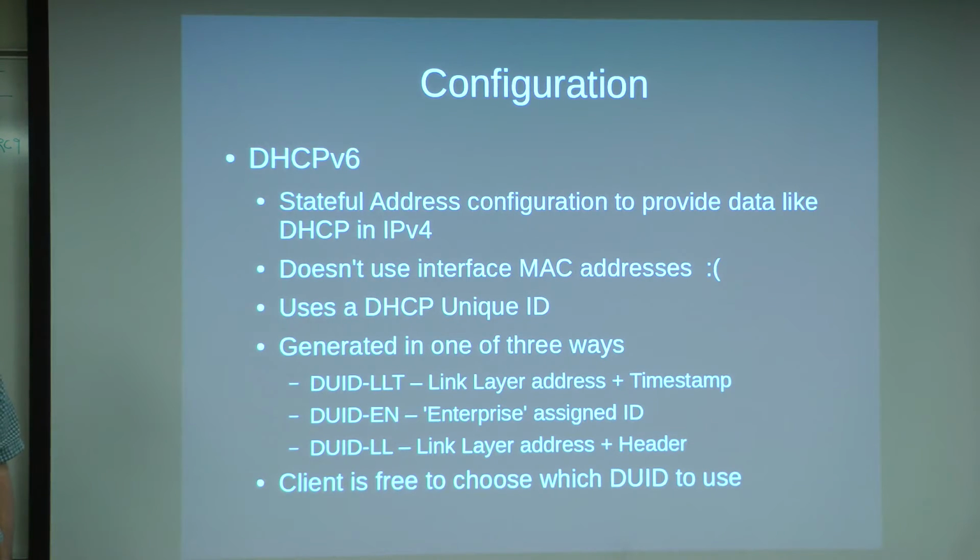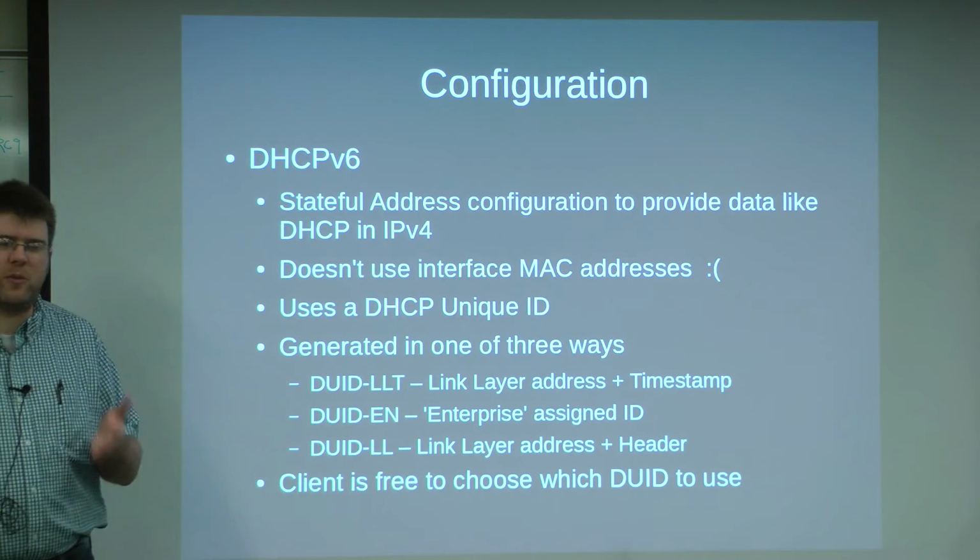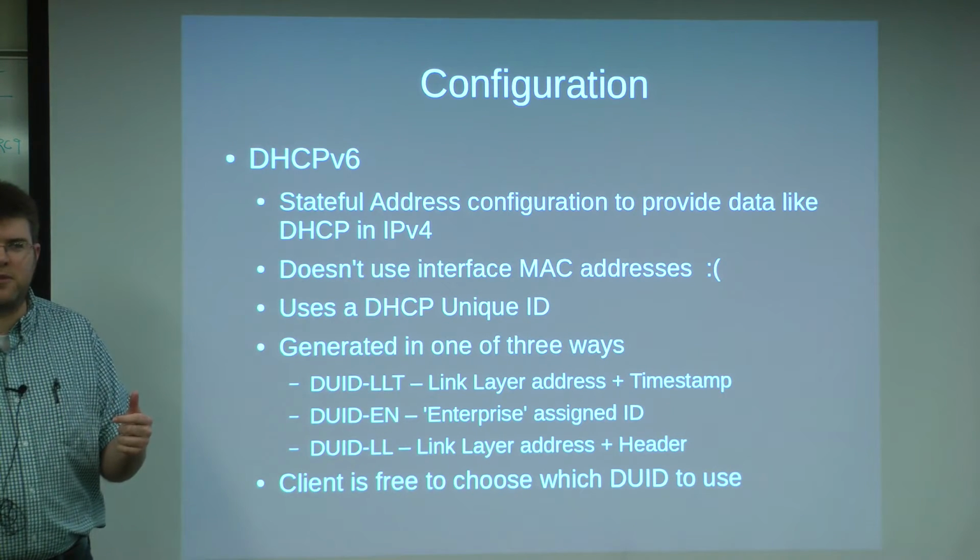This is one way where it kind of feels like IPv6 regressed. With DHCP for IPv4, the thing that identified a client was simply its MAC address. With v6, that's not necessarily the case anymore, or it's not just the MAC address. There are three ways that are defined to come up with a DHCP unique ID. The first one is link layer address plus timestamp. So basically, you take your MAC address and you add a timestamp to it.